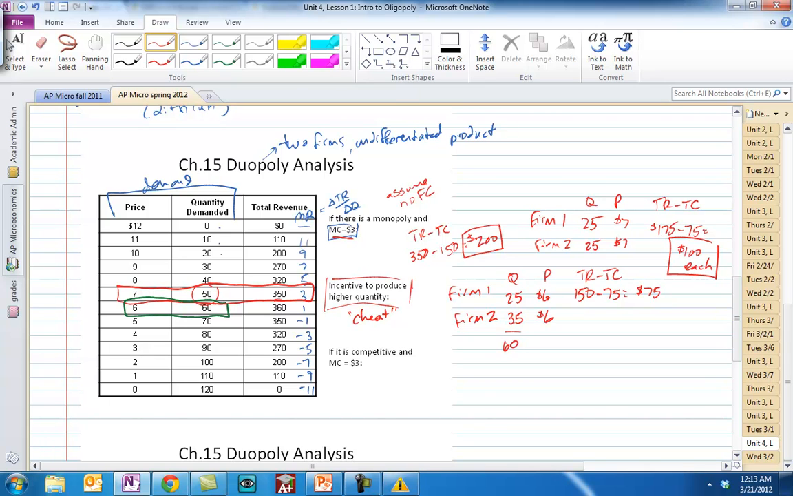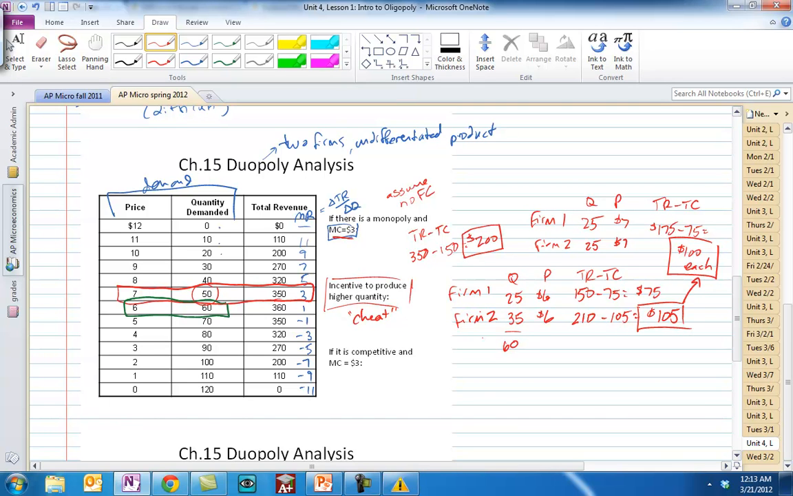Well, their total revenue is 35 times 6, which is $210. Their total cost is 35 times 3, which is $105. So their total profit is now $105. Not a lot more, but all other things equal, they'd rather make a profit of 105 than the previous situation of 100.